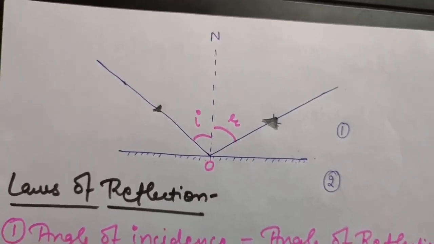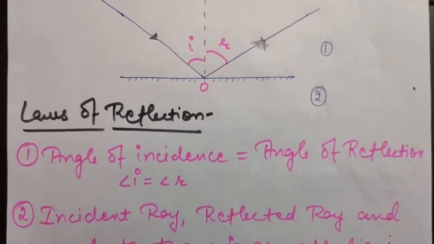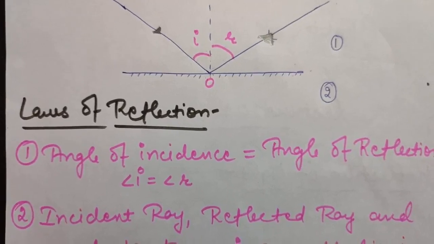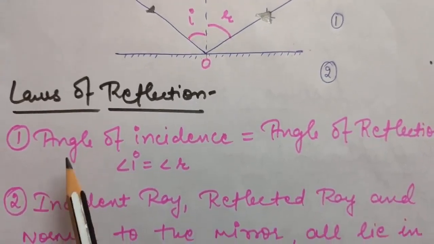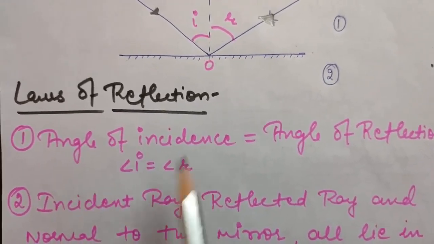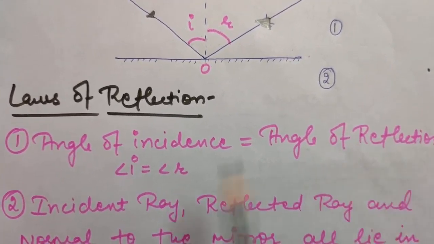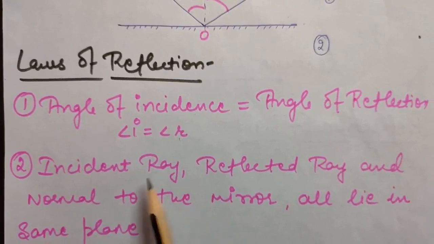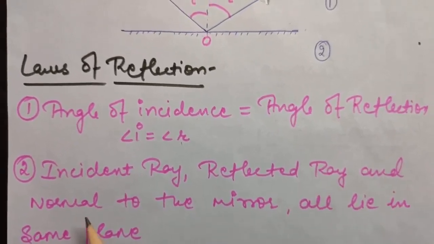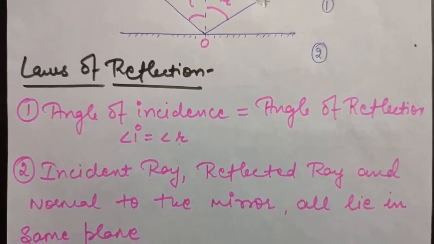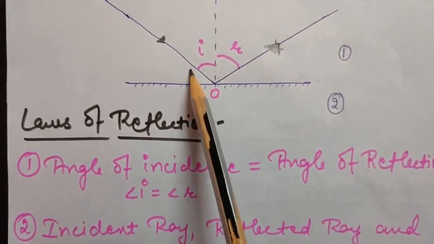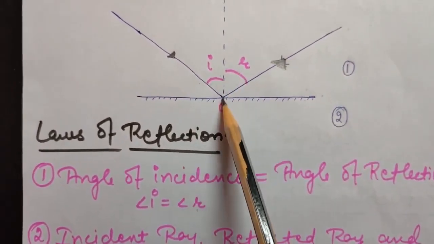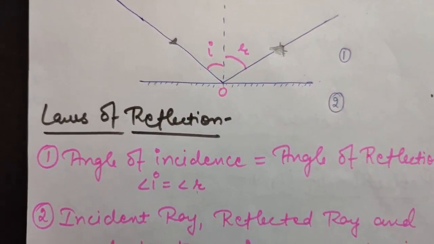All of you are familiar with the laws of reflection. Let me give you a brief review about them. The first law of reflection is that the angle of incidence is equal to the angle of reflection, that is, angle i is equal to angle r. Second, the incident ray, the reflected ray and the normal to the mirror all lie in the same plane.